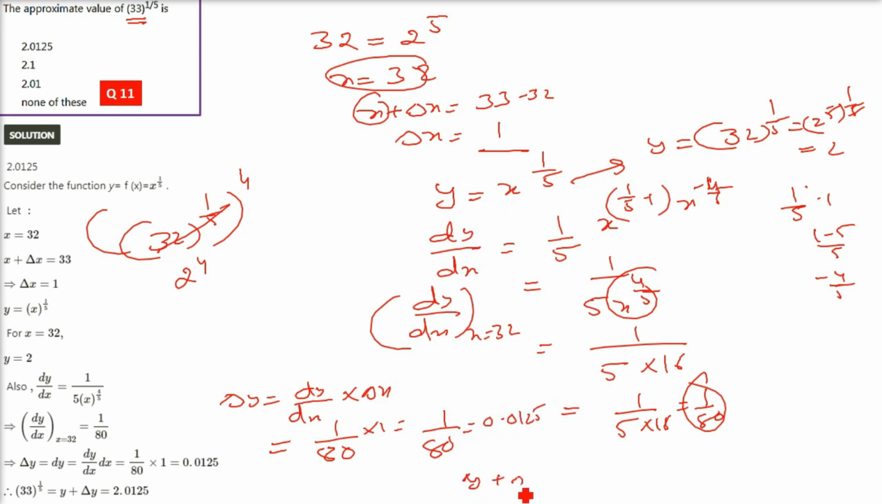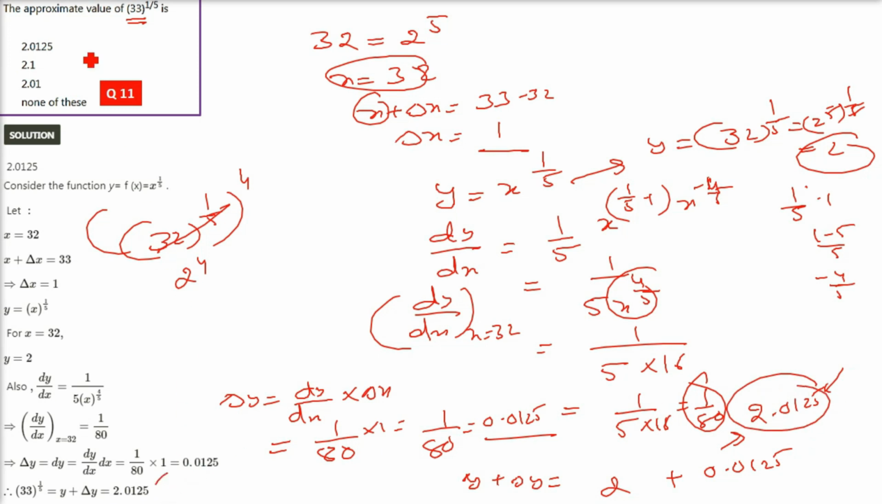And what is y plus delta y? What was the y value when we computed it for 32? It was 2. And the delta y we just computed is 0.0125. When you add these two, the final value will come, which is 2.012.